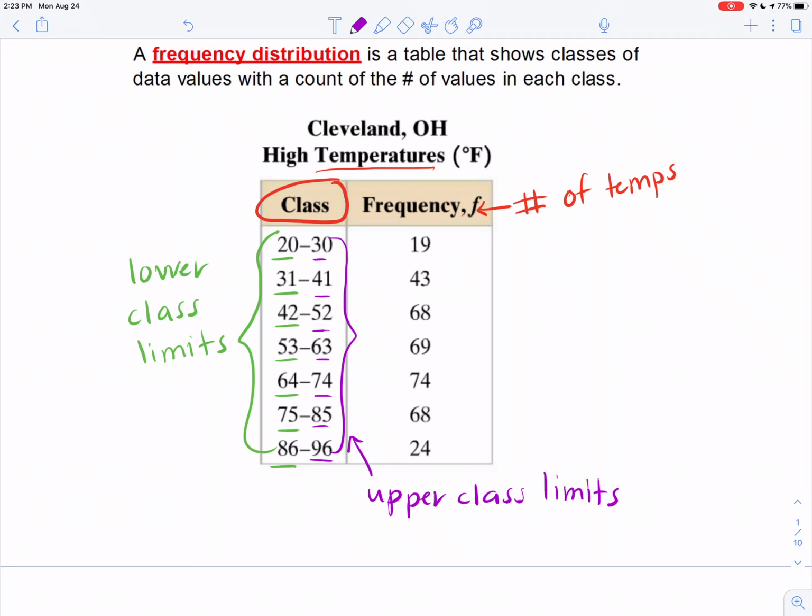And again, these are the values that define each class. These are the values that tell me what temperatures can be a part of each class. The first class has a lower limit of 20. So no temperatures below 20 degrees can be counted in that first class. The first class has an upper limit of 30, so no temperatures above 30 can be counted within that first class.